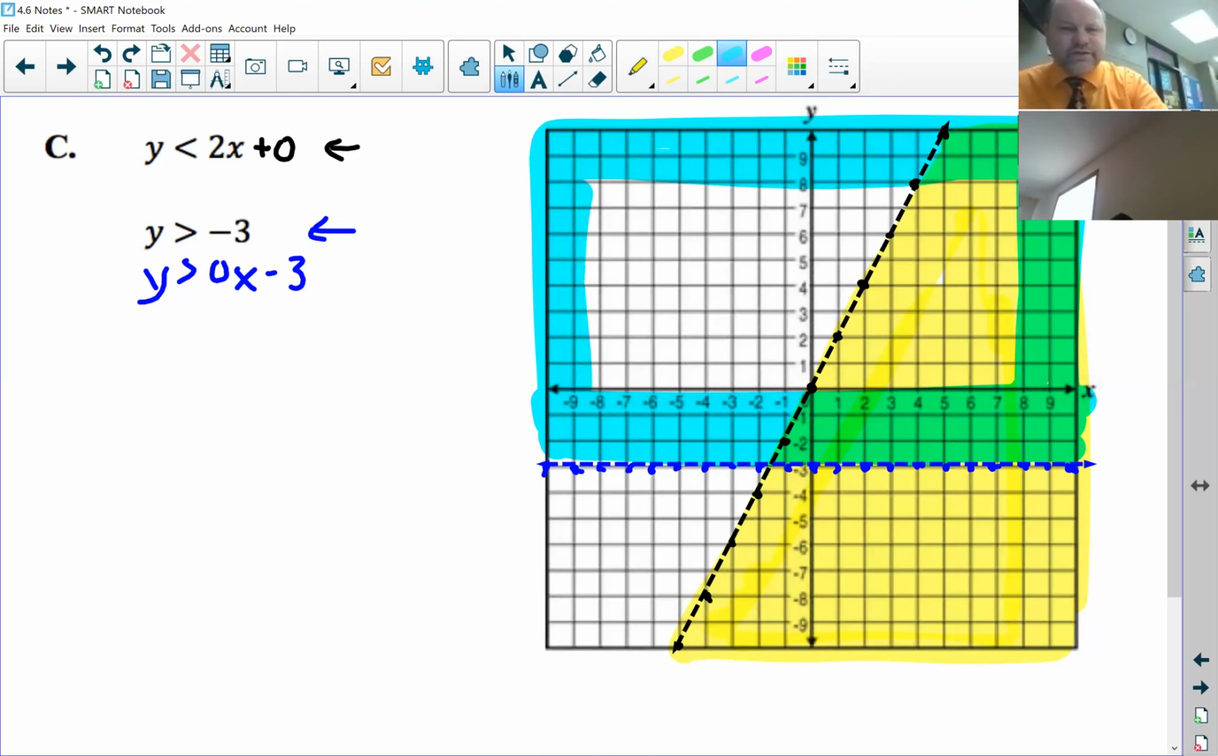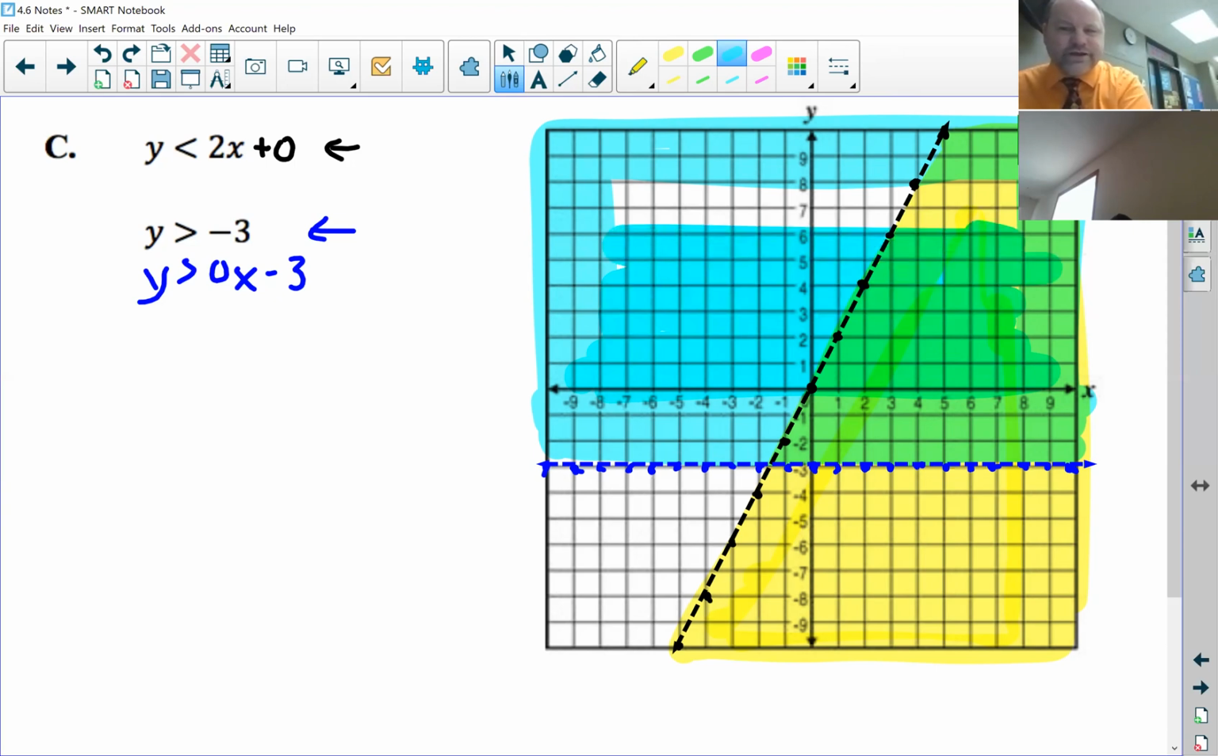And so again, I think using the blue and the yellow works out pretty well, because when yellow and blue are combined, they make green. And so you can see the overlap pretty easily. So our solution would be this upper right-hand part of the graph.